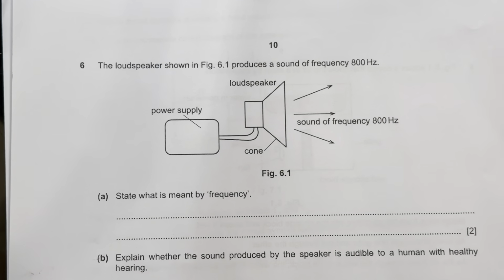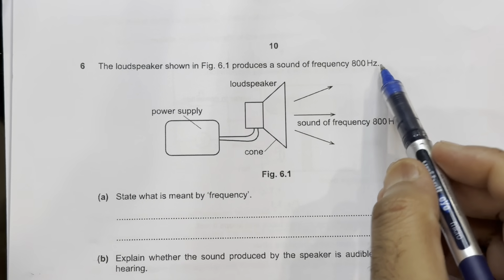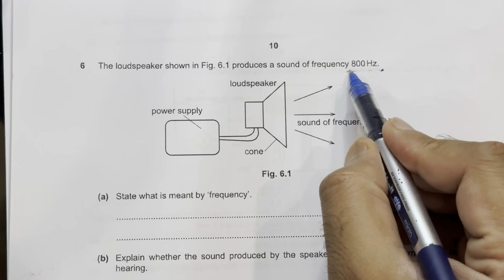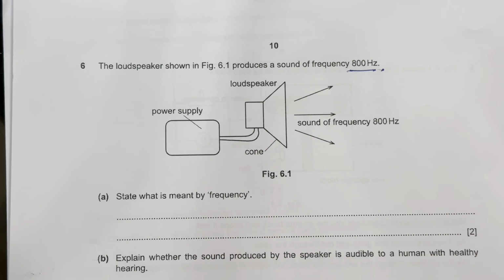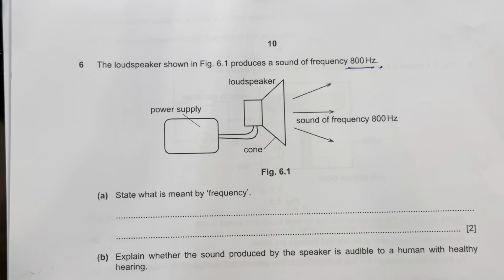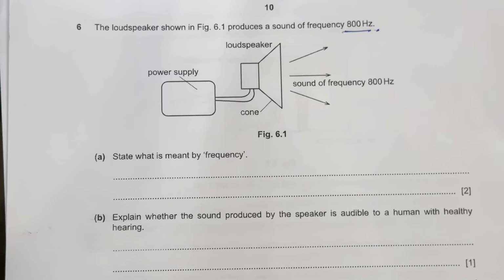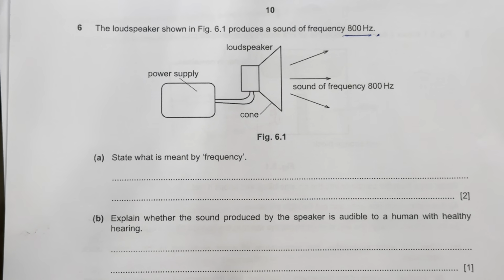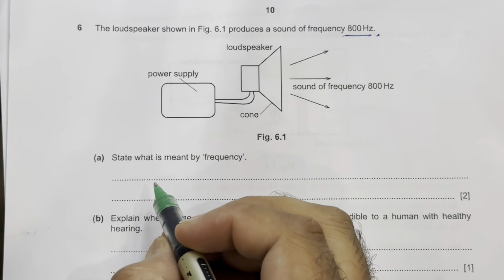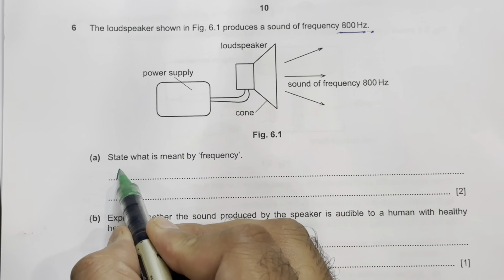Question number 6 is about the loudspeaker and the frequency. The loudspeaker in figure 6.1 produces a sound frequency of 8,800 hertz. State what is meant by frequency. The first part: the number of vibrations per second is known as frequency. So we're going to write over it, number of vibrations in unit time.